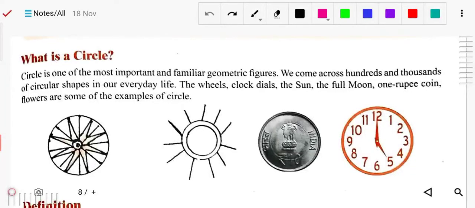Good morning, students. Today we will study circles and parts of a circle. Page number 295. Today we will solve exercise 21C. So first of all, what is a circle?